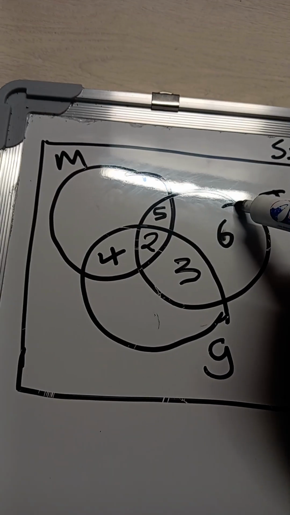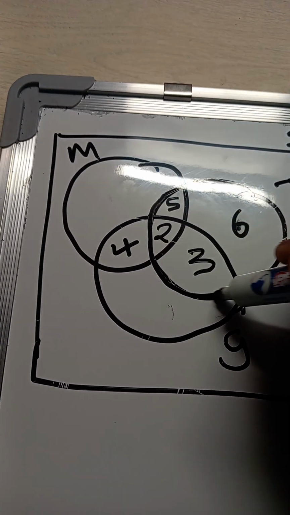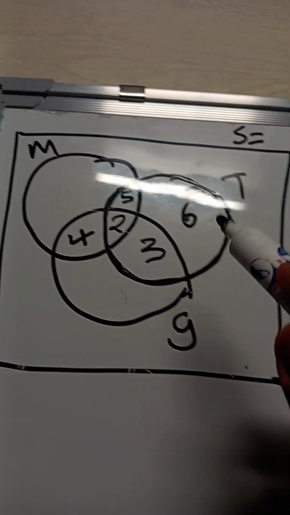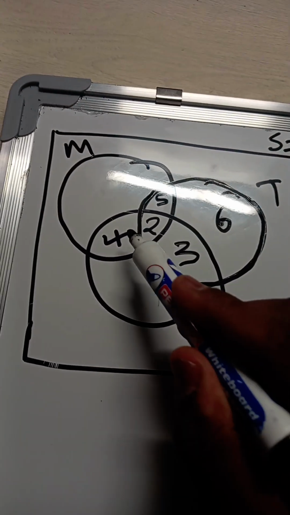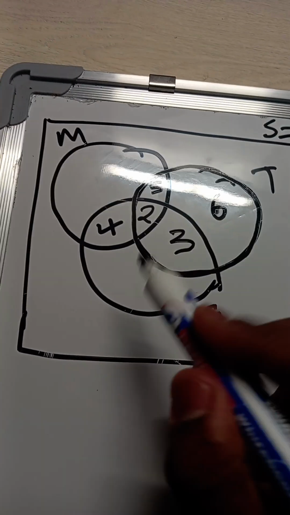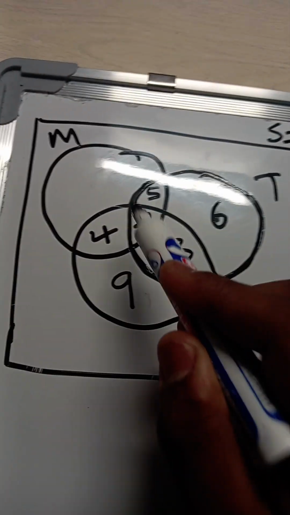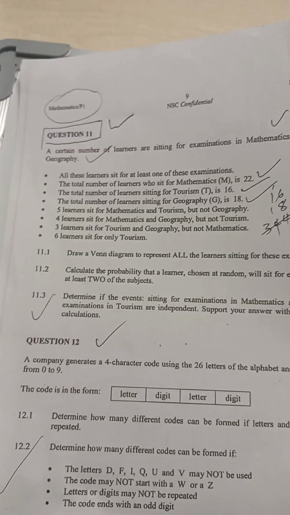So that now the whole circle of tourism, because this is tourism, right? This thing represents tourism, must give me 16. So now I'm okay. Now since I have this, let's go to geography. Total number of learners sitting for geography is 18. Now I count 4 plus 3, 7 plus 2, 9. 9 plus 9, now it's 18. So now the whole thing for geography is 18. Now I go to mathematics.